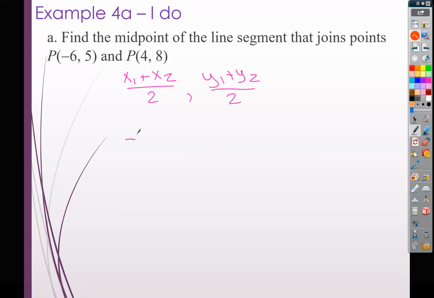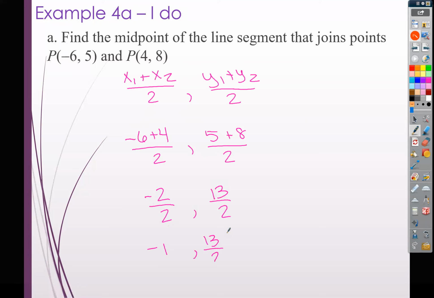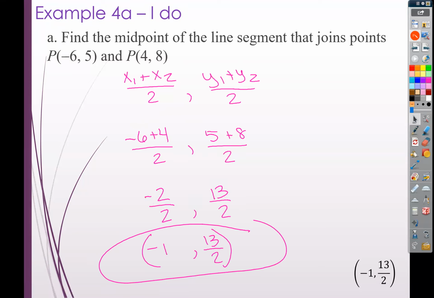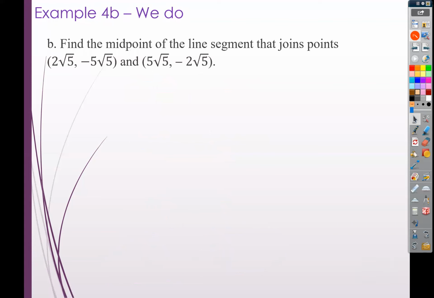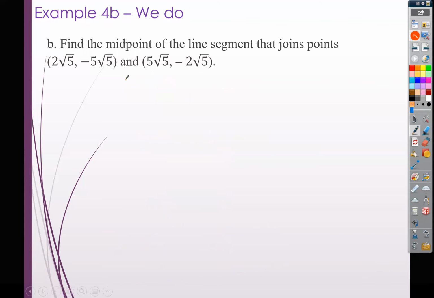So we got -6 plus 4 and 5 plus 8 over 2. So -2 over 2 is -1. And then that will be 13 over 2, which we will not simplify or ever write as a decimal. So that is the midpoint of that line segment. Remember, unless there's decimals in the problem, do not write decimals in the answer, unless it's a real world problem, or if they ask.